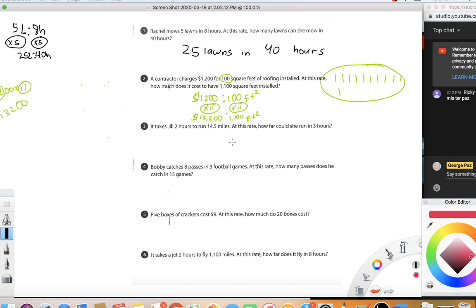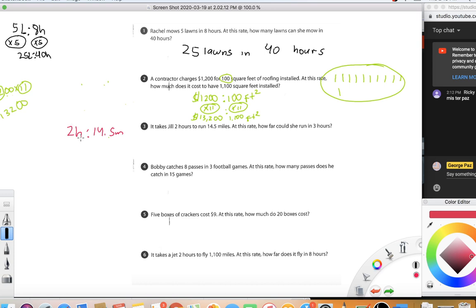So number 3 says, it takes Jill 2 hours to run 14.5 miles. Okay, there's our rate. 2 hours, 14.5. At this rate, how far could she run in 3 hours? Now, the one way I always show you is to write the ratio first, and then it's asking you for 3 hours. Can you multiply 2 by something to get 3? No, I mean, if we use decimals, yes, but for right now, whenever you can't multiply to get a number from here, try figuring out how much 1 is.